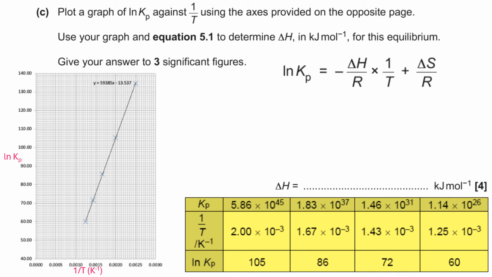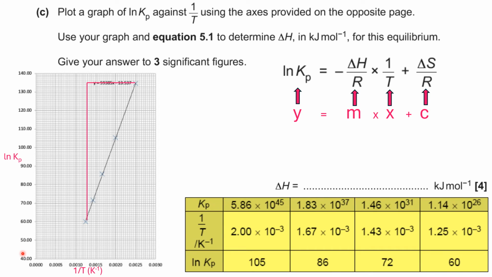So if we look at the actual way that it's set up, equation 5.1, you can see straight away why we've put 1 over T on the x-axis, because those two line up. So that must mean the gradient is this value here, and the y-intercept, which would be down here off the screen somewhere, would be the natural log of Kp.